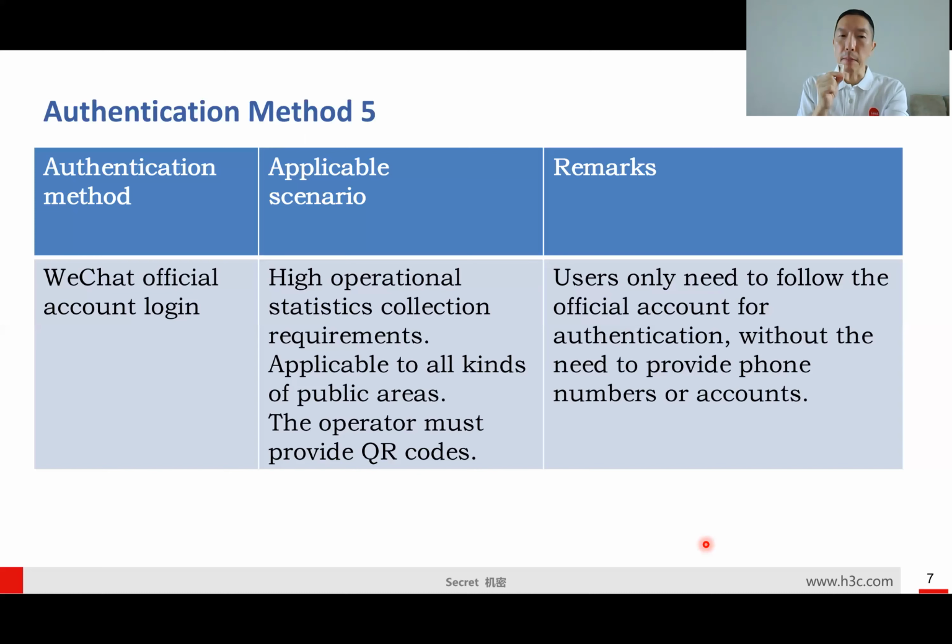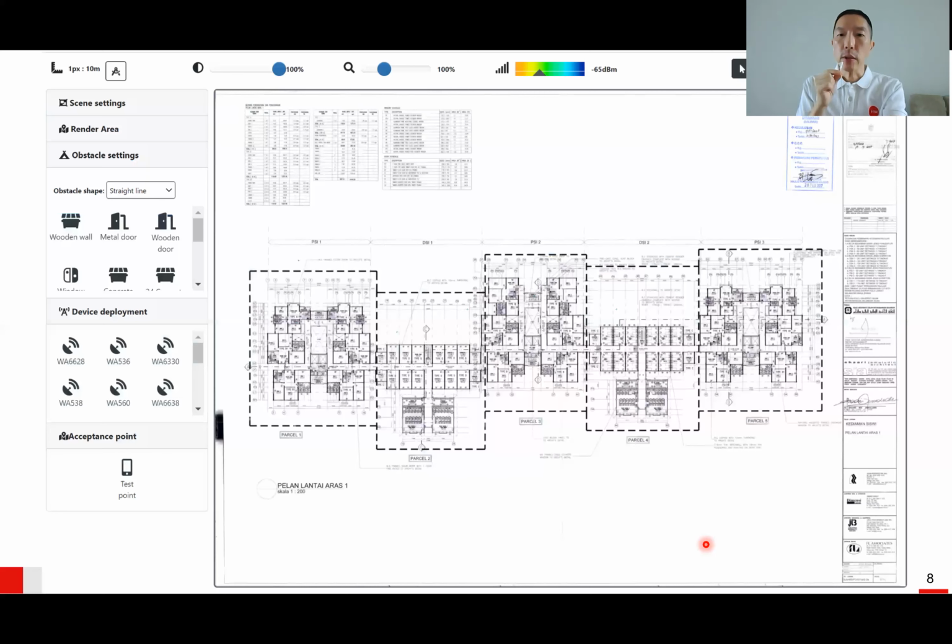So other than authentication, the other important part when you roll out your Wi-Fi AP is the coverage. Where you locate and install your access point matters to provide very good coverage in the area. So H3C Oasis Cloud has a very comprehensive engineering tool to help you do the design.